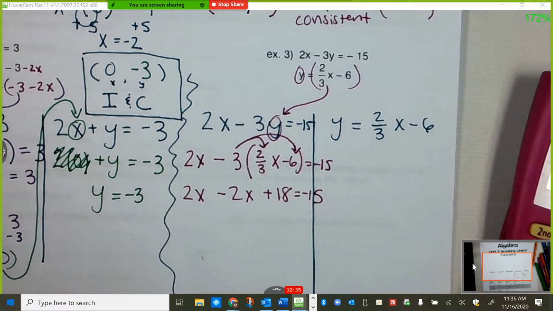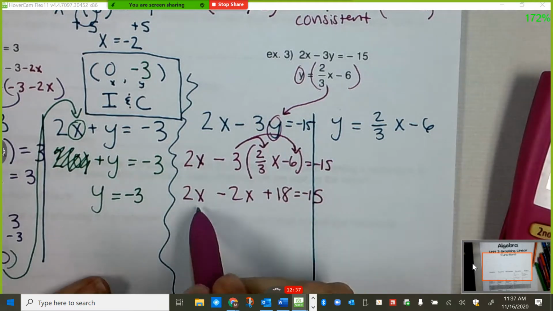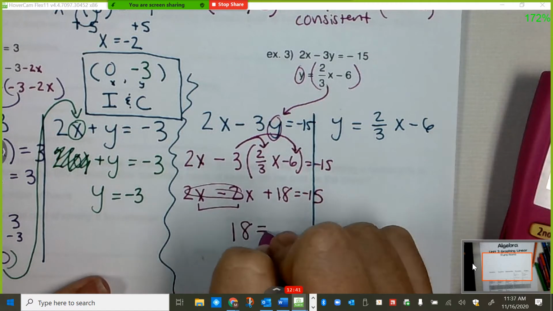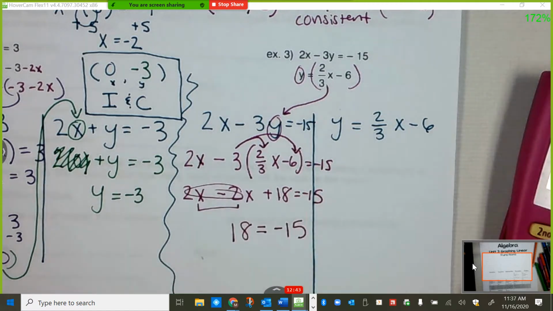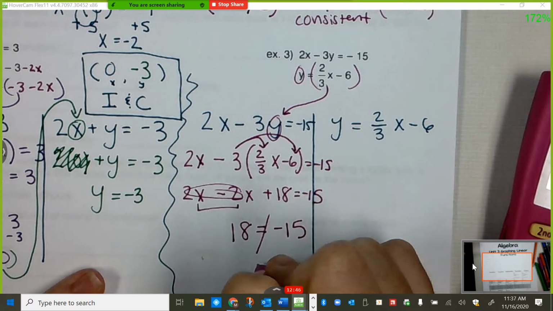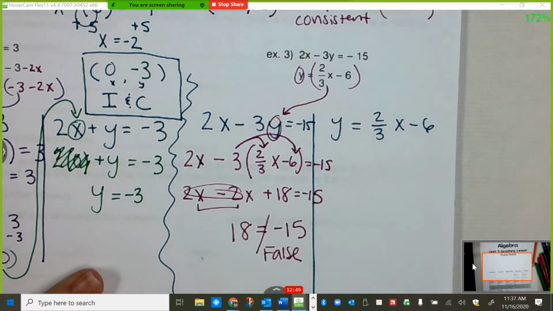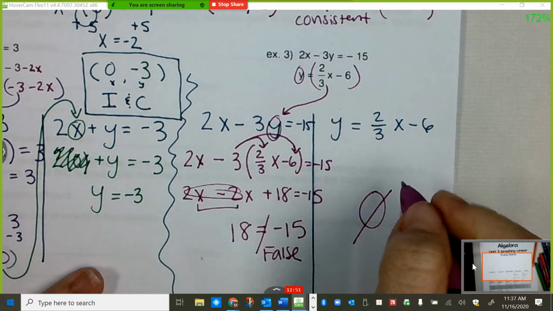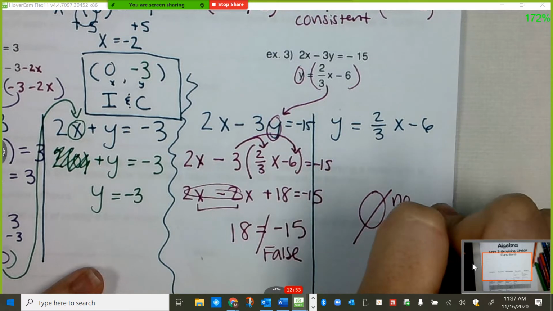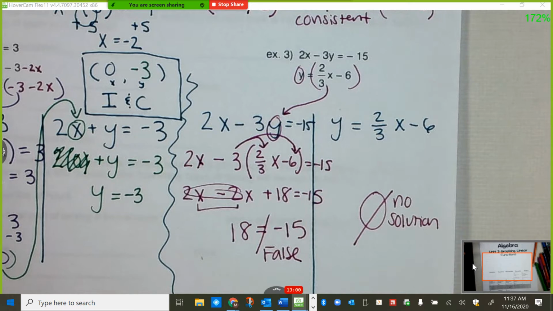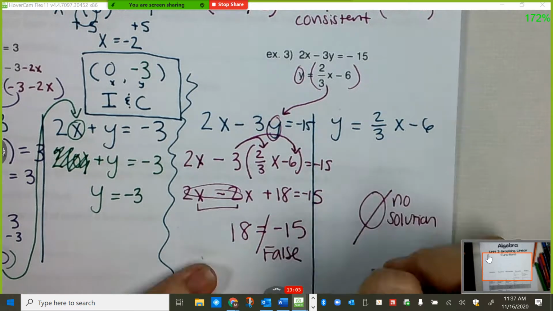Now what happens when I combine like terms? They zero out, and I end up getting 18 equals negative 15. Is that true or false? False. 18 does not equal negative 15. Therefore, what do you think your solution is? What kind of system is it when there's no solution? Inconsistent, because there's no solution.